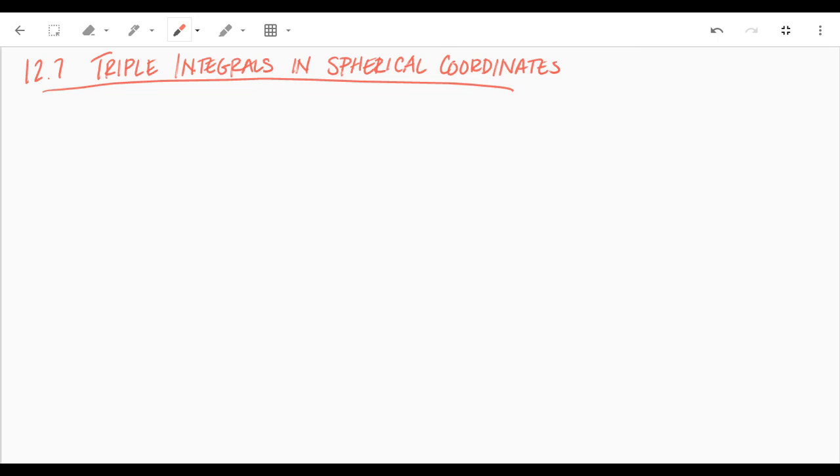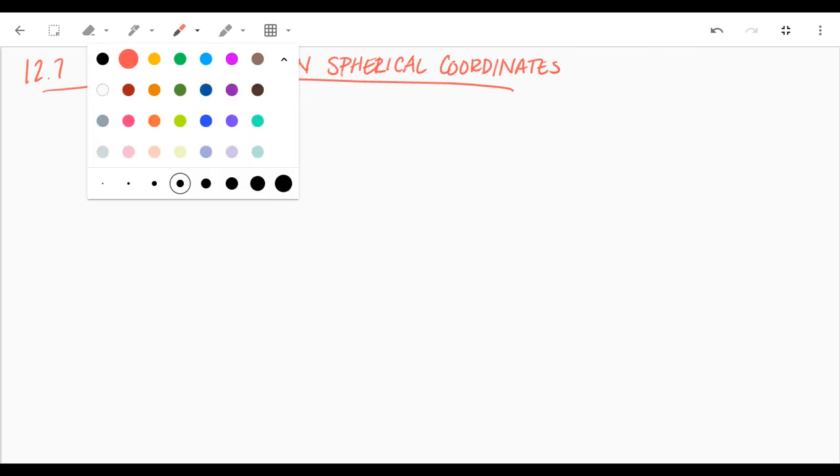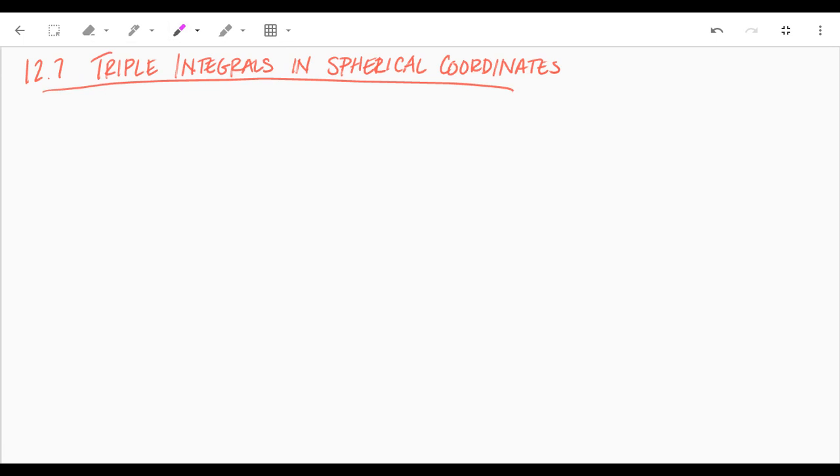Okay, 12.7, we're going to do triple integrals in spherical coordinates. So we're going to kind of build on what we did with the cylindrical. Spherical coordinates are actually rho, not to be confused with density, theta, phi.